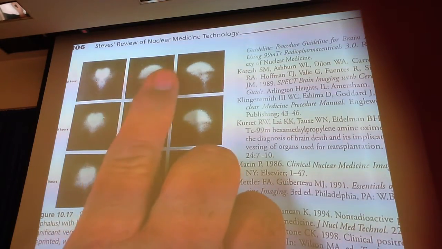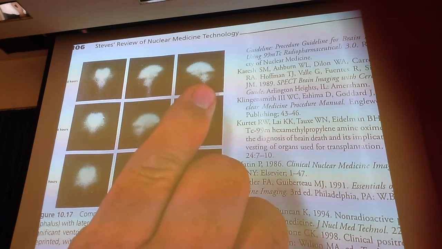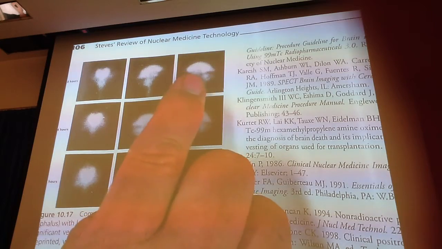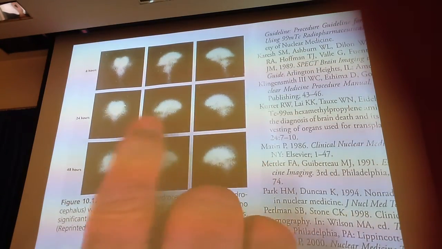Here you can see the lateral ventricles. Here you can see the fourth ventricle. This is actually a pretty bad one. When you see all of the ventricles like that, that's not good. And then it persists.